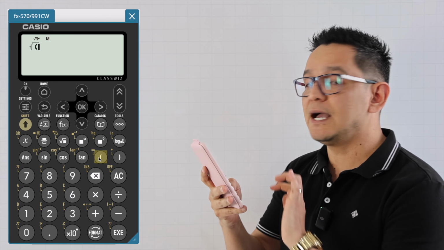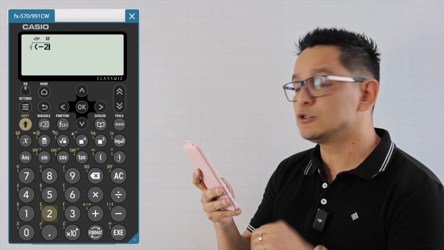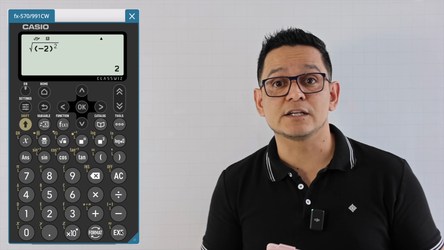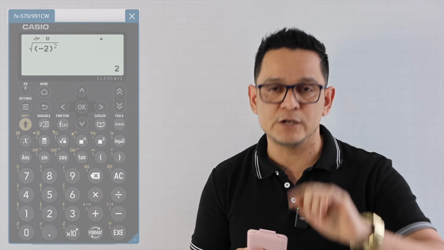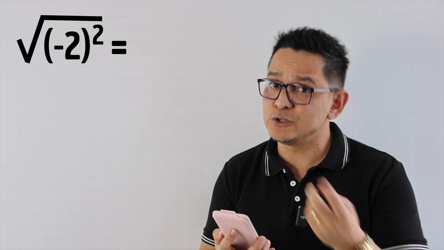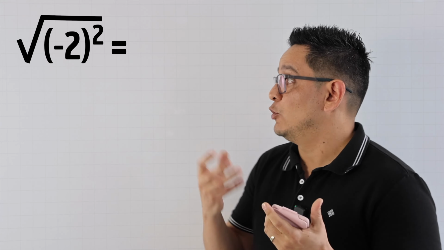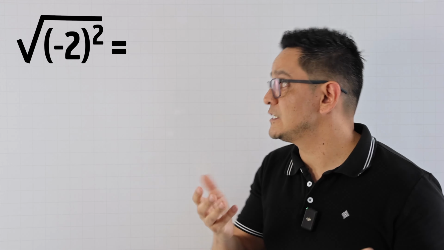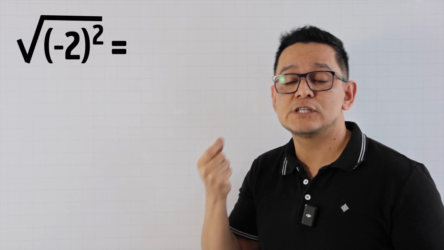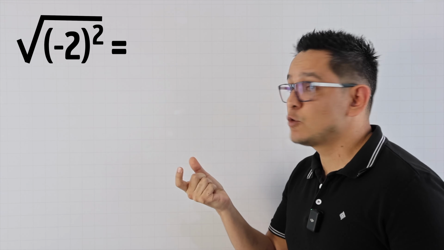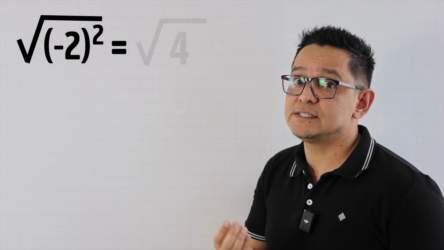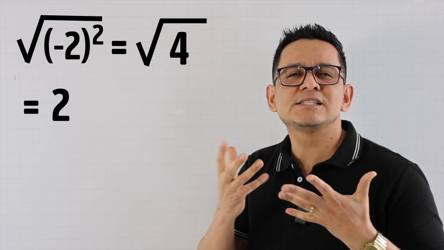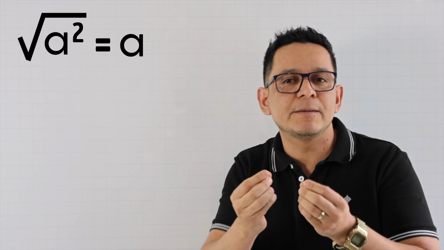So we enter square root, open parenthesis, enter minus 2, close parenthesis, and raise it to the power of 2. Then we hit execute. It's telling me the answer is 2, not negative 2. Why is the answer 2 and not negative 2? Well, it's because what I have to do first is solve the square, and then I'll take the square root. So the square root of negative 2 squared would have to be the same as the square root of that negative 2 squared, which is equal to 4, and now the square root of 4 is equal to 2.